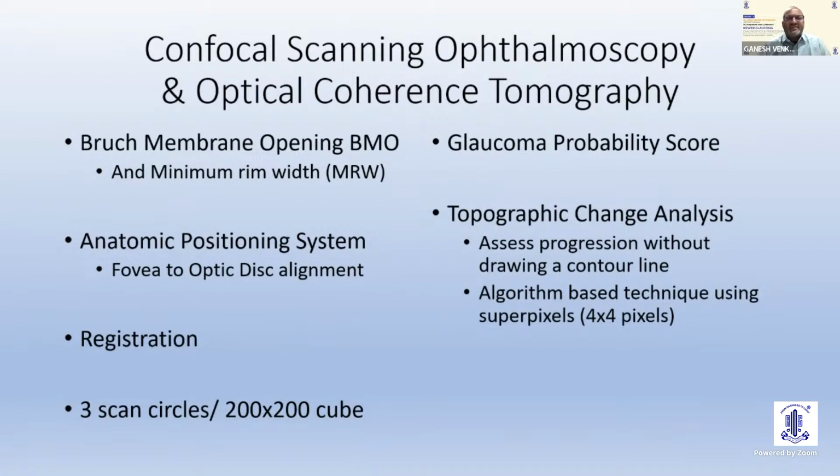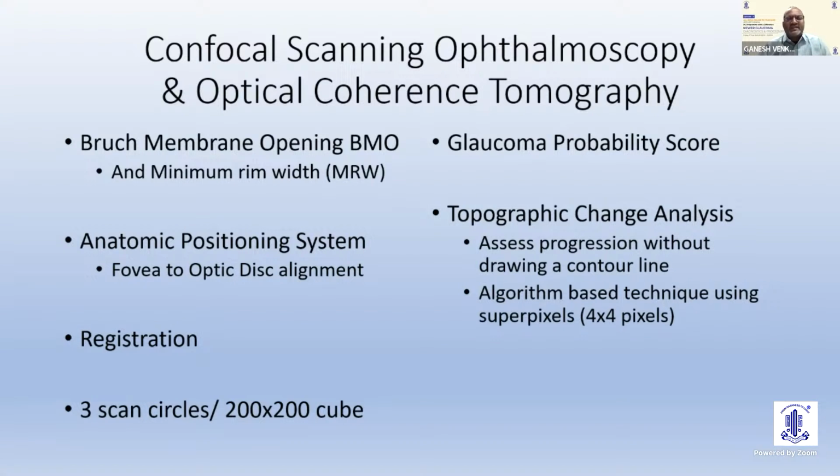Coming to the advances in confocal scanning ophthalmoscopy, you have in OCT the concept of Bruch membrane opening, because what you see at the fundus is not exactly how the retinal nerve fiber layer goes out of the eye. It goes out through the Bruch membrane opening, which is different from the Elschnig ring, which you see on fundus examination.